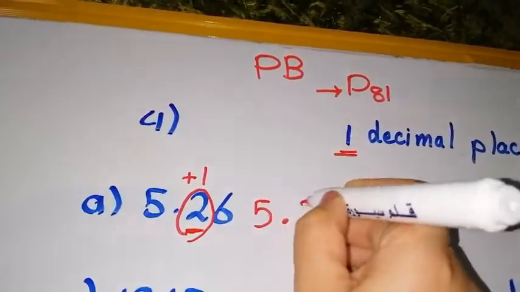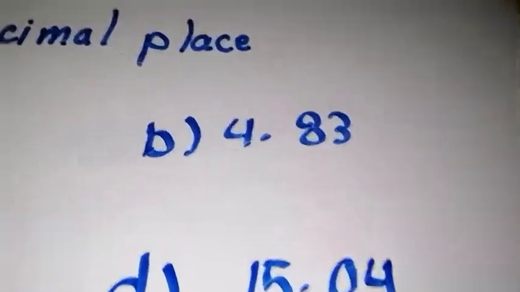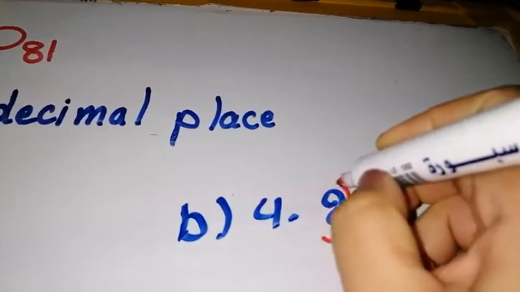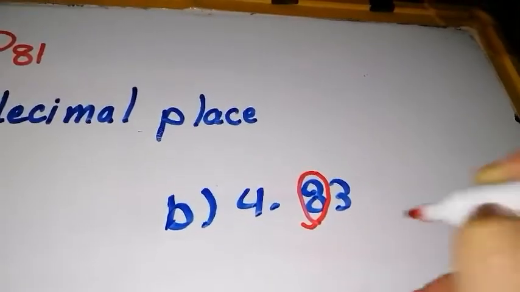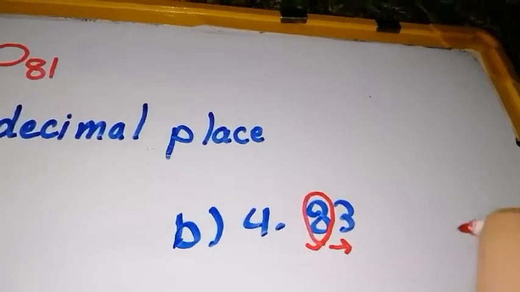5.2 plus 1 is 5.3. Okay, let's see B here. Circle the number. So I'm going to circle the number. Look next door. 5 or more, no. 4 or less, yes. Just ignore.